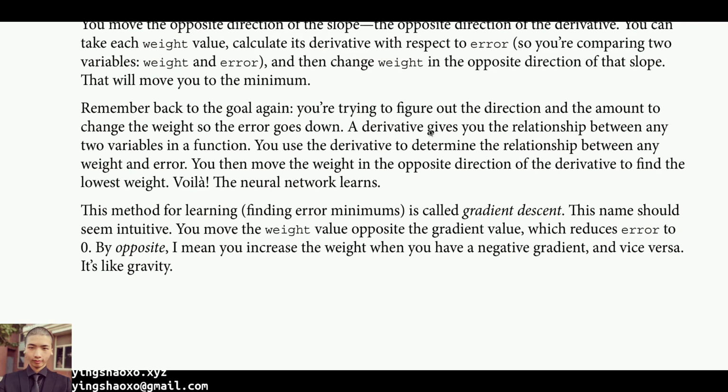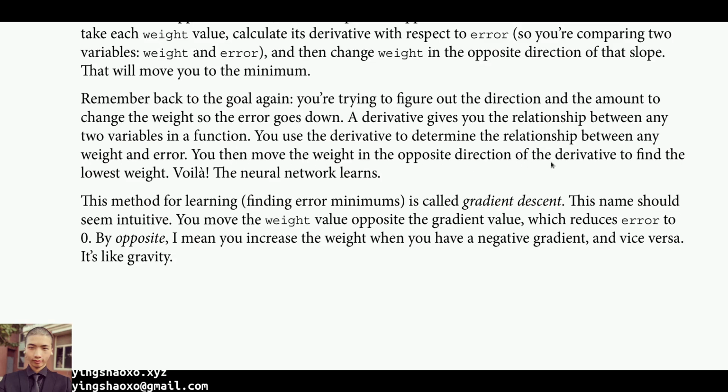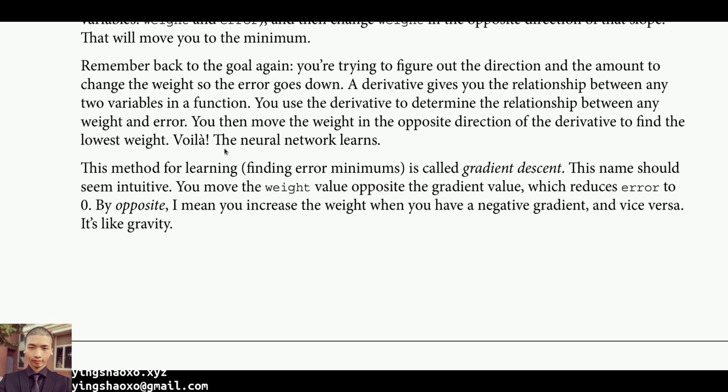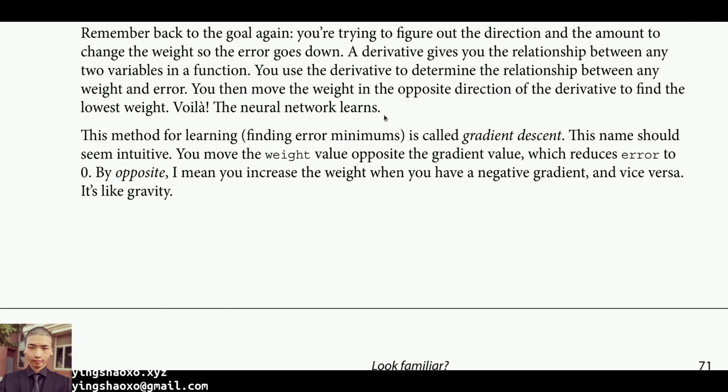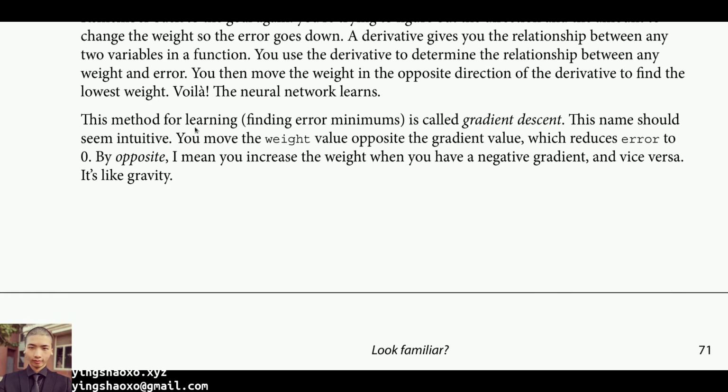A derivative gives you the relationship between any two variables in a function. You use the derivative to determine the relationship between any weight and error. You then move the weight in the opposite direction of the derivative to find the lowest error. In this way, the neural network learns. This method for learning, finding error minimums, is called gradient descent.